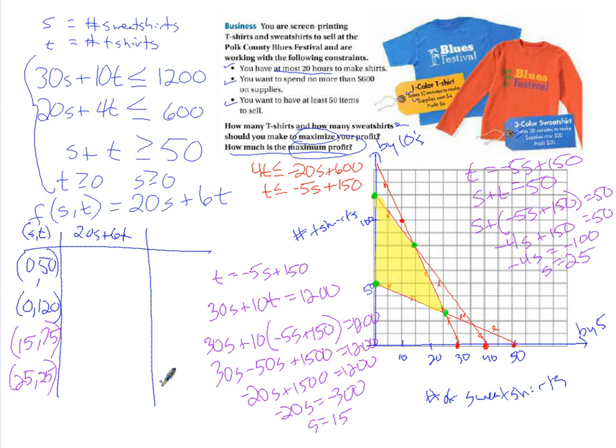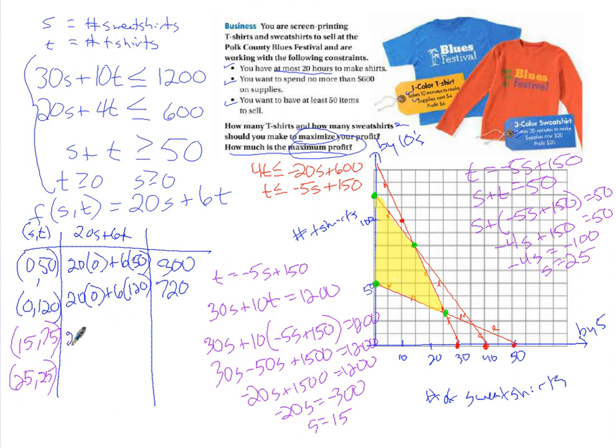So we're going to substitute things in here, get some answers, and figure out which one of these is our maximum value. All right, so we have 20 times 0 plus 6 times 50. Well, 6 times 50 is 300. So in that case, we'd make $300. Then we have 20 times 0 again, plus 6 times 120. What's 6 times 120? 720. So in this case, we'd make $720. Looks a lot better to me than the other one.